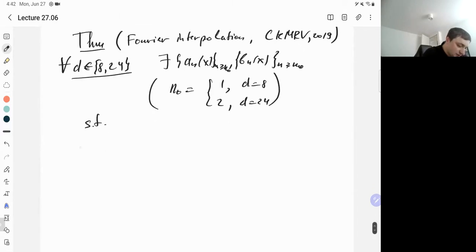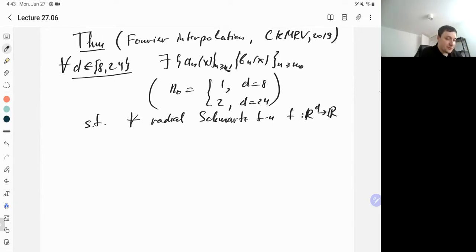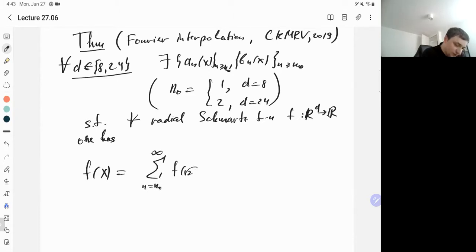such that for any radial Schwartz function f, it doesn't have to be real valued, but whatever it is, one has the following formula. So basically, it's what you would maybe naively guess from what I was telling you. You take the collection of values at square roots of integers and square roots of even integers, and you just find some formula which reconstructs your original function.